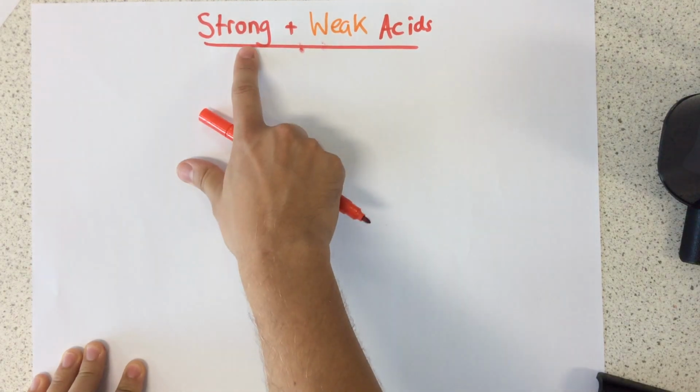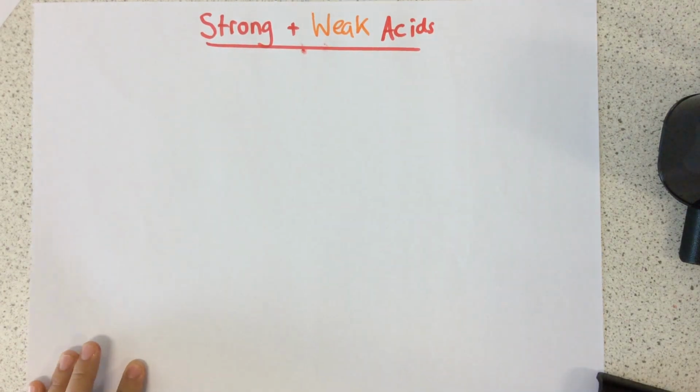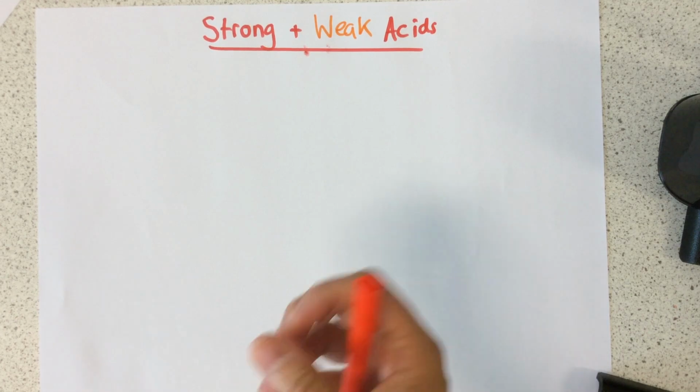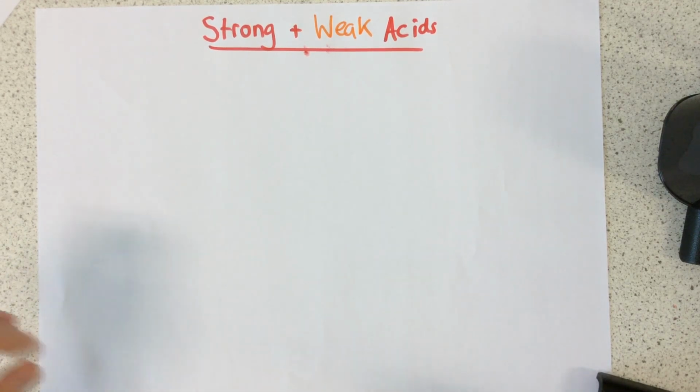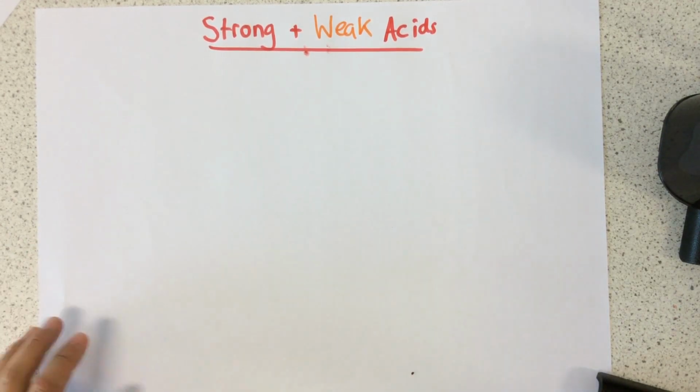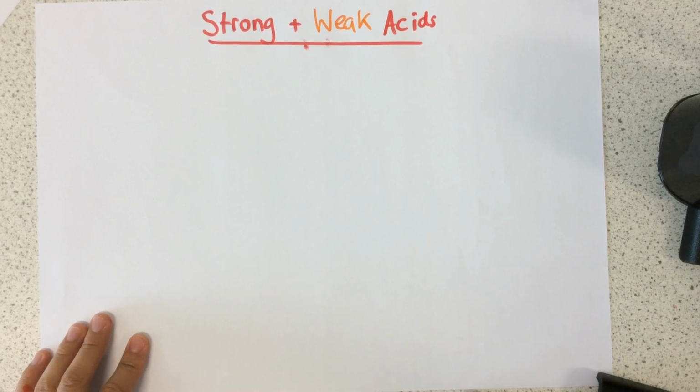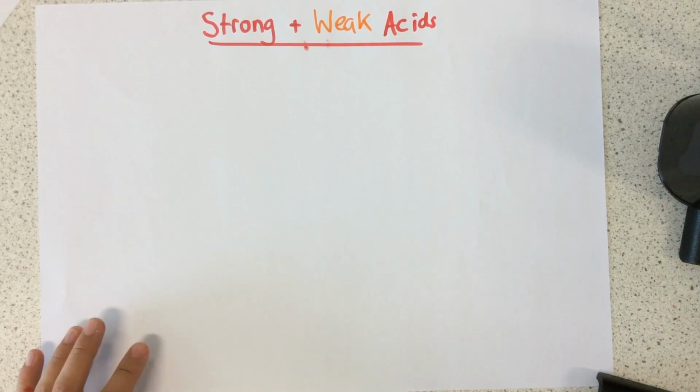Okay, today I'm going to talk to you about strong and weak acids. We're going to see what makes a strong acid, what makes a weak acid. We're going to look at concentration and how that relates to this. And finally, we're going to have a look at the pH scale and see how hydrogen ion concentration works in that as well.